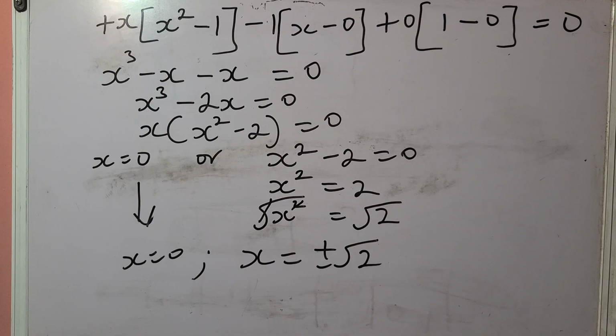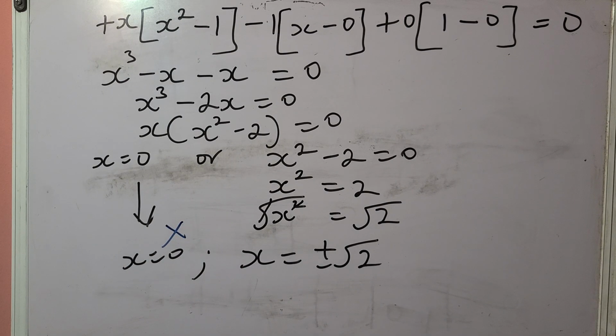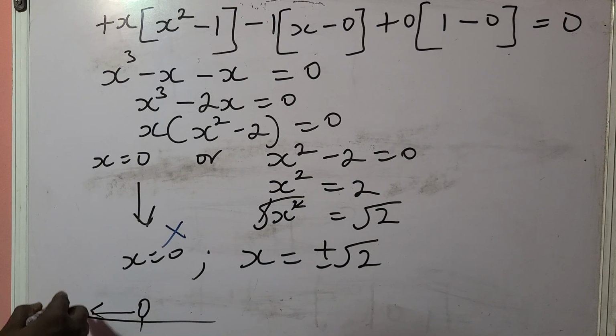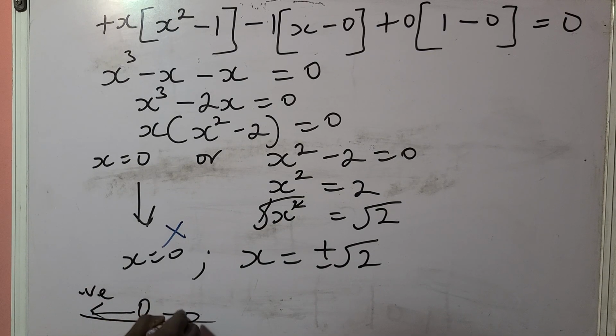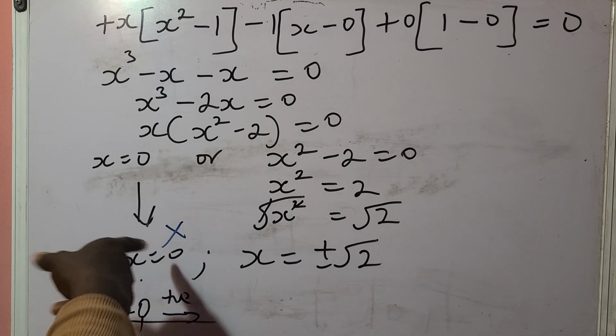But don't forget, the question stated that you should find the non-negative value of x. This is not one of it. 0 is not a non-negative value. 0 is a neutral value because 0 is the basis on which you define positive and negative. So if you draw your number line, 0, everything below 0 is negative and everything above 0 is positive. So 0 is a neutral value, not a non-negative value.